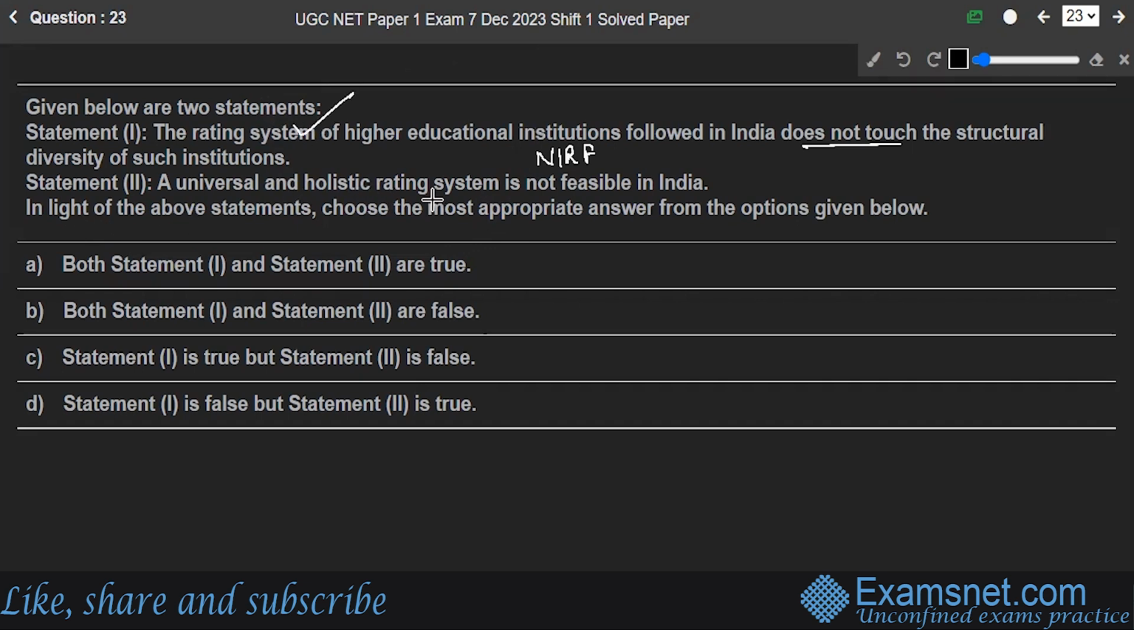The second says a universal and holistic rating system is not feasible in India. Well, implementing a single, universal, completely holistic ranking system for all types of higher educational institutions in India might be challenging due to the sheer diversity of the system. Considerations like regional variations, institutional focuses, and diverse student populations create complexities that might not be effectively captured by a single set of metrics. While several attempts have been made to expand the scope of the NIRF to include different types of institutions, concerns about its ability to truly capture the structural diversity remain. So the second one is wrong and the first one is true. You have option C as the right answer. Hope you got that. Let's move to the next question, number 24.